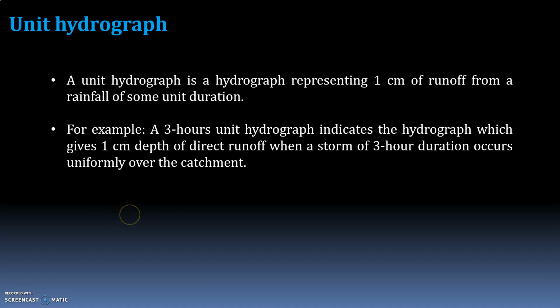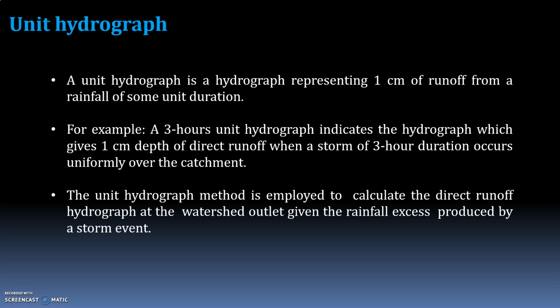The unit duration may vary from 1 day for large catchments to a few hours for small catchments. Experience has shown that the best unit duration is about 1/4 of the basin lag, the time from the center of mass of the net rainfall to the peak of the hydrograph. The unit hydrograph method is employed to calculate the direct runoff hydrograph at the watershed outlet given the rainfall excess produced by the storm event.